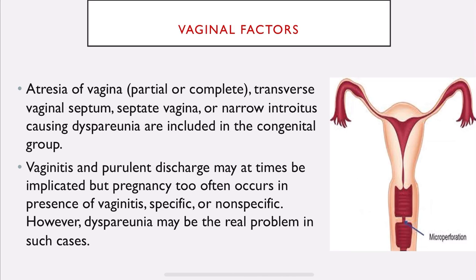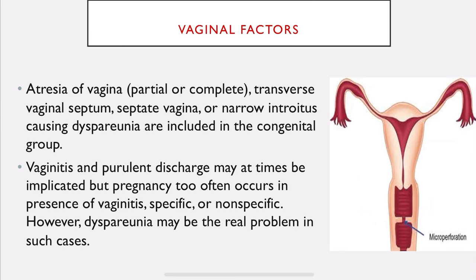So all these conditions: if there is a transverse septum, or a septate vagina, where the vagina has a septum dividing it into two parts. If the introitus becomes very narrow, it causes dyspareunia. Dyspareunia is difficult sexual intercourse. They are included in the congenital groups.